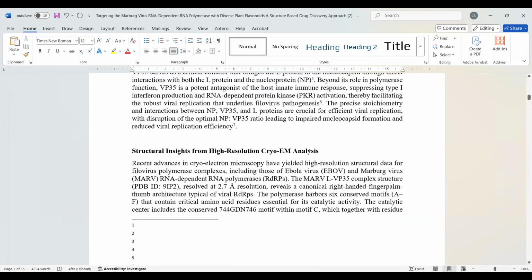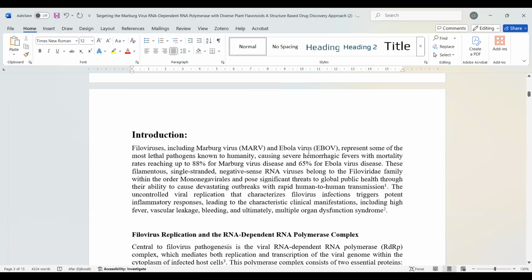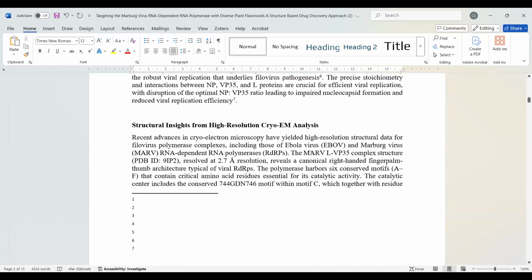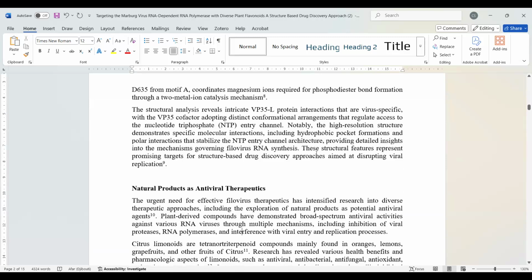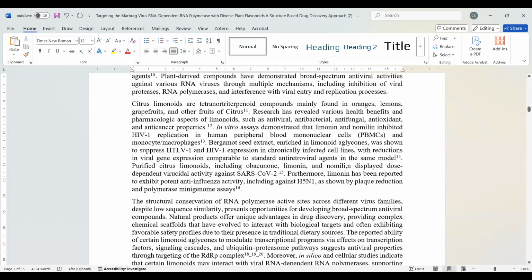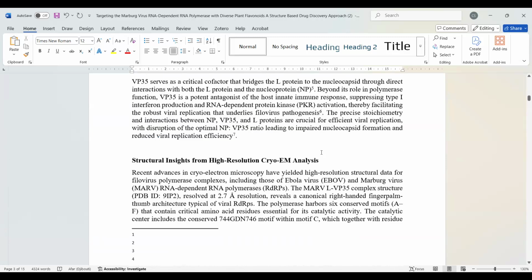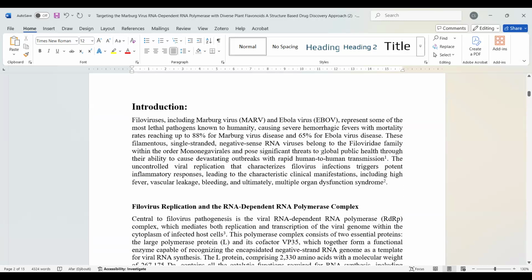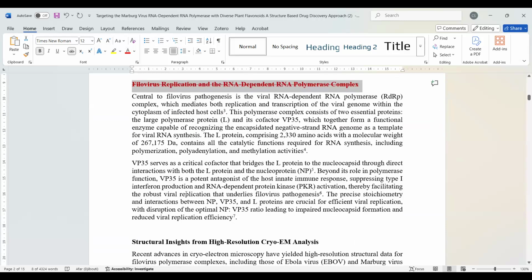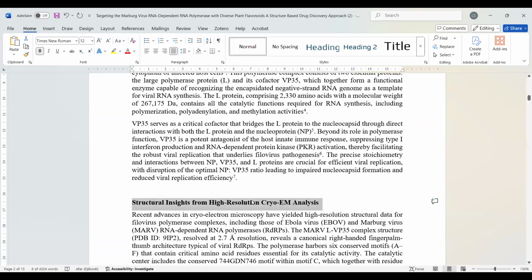Then moving on to the introduction, we don't want subheadings, because subheadings will be used only in review papers. Here we generally won't use them, so we just remove them. We will write in paragraphs. The structural insights and all, you can give for your results and discussion.